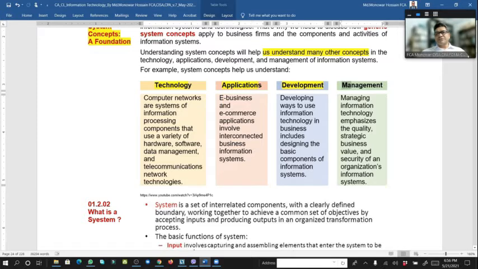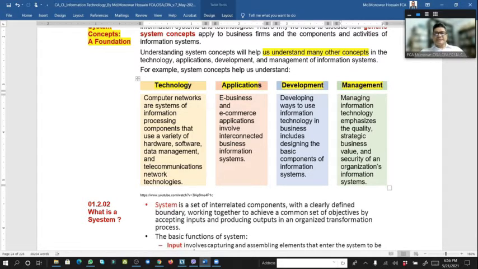So what is technology? Under that concept, technology, computer networks are systems of information processing components that use a variety of hardware, software, data management, and telecommunication network technology. All these things we should understand within these topics.